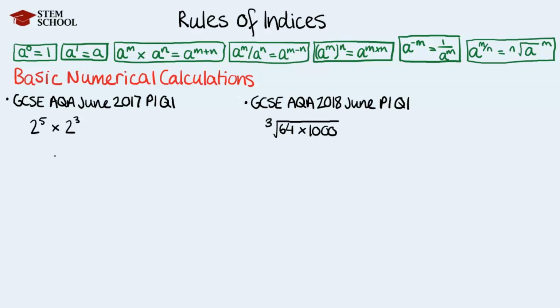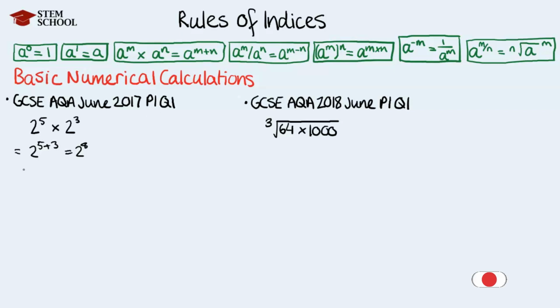We have 2 to the power of 5 multiplied by 2 cubed. So we can appreciate that we have the same base of 2 here. This means that we can use this rule when you're multiplying and all you have to do is add the powers. Okay, so let's do that. So it'll be 2 to the power of 5 plus 3, which will be 2 to the power of 8.